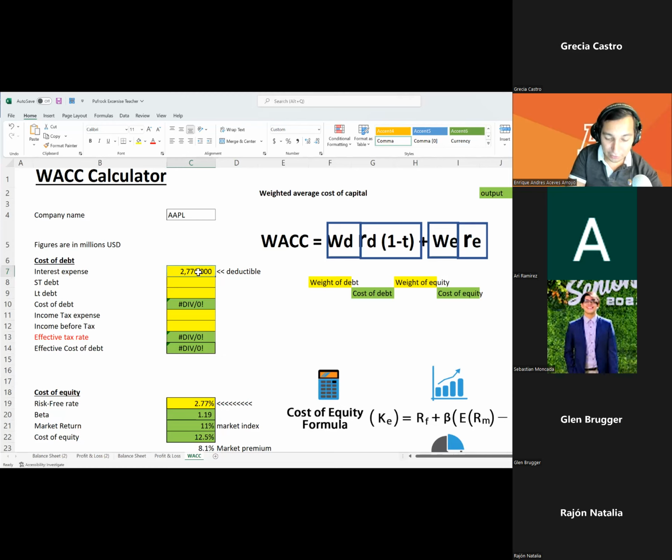2,645,000. And then the short-term financial debt. Where do you find that? Cash flow? No. Balance sheet. Yeah, balance sheet. Teacher, but it only appears the total debt and the net debt.